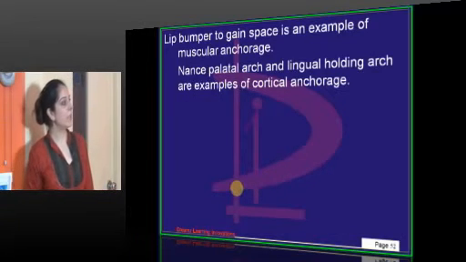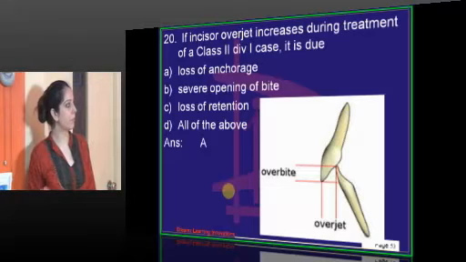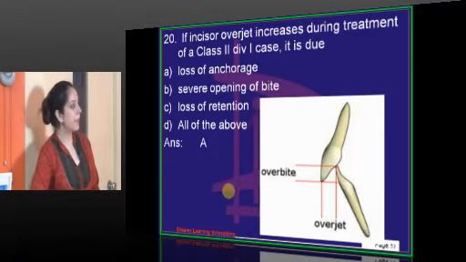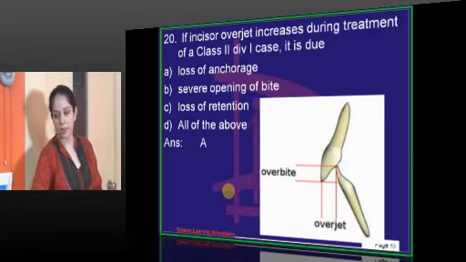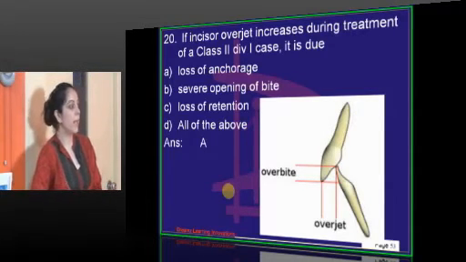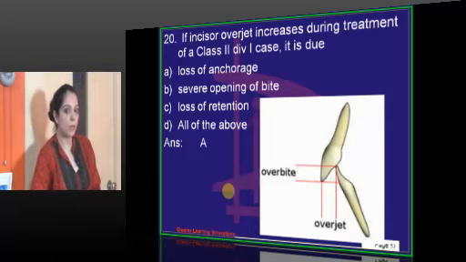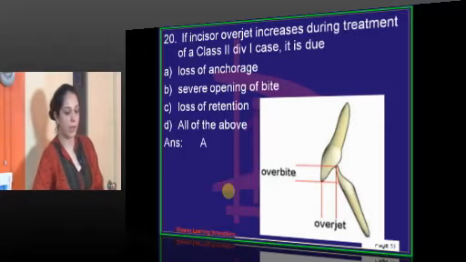Nance palatal arch and lingual holding arch are also examples of cortical anchorage. Now, if the incisor overjet increases during treatment of a class 2 division 1 case, this is what I was talking about. This is one of the ways you can find out whether the anchorage that you have used is good enough or whether you are actually losing anchorage. So when the overjet increases, it is usually due to loss of anchorage.